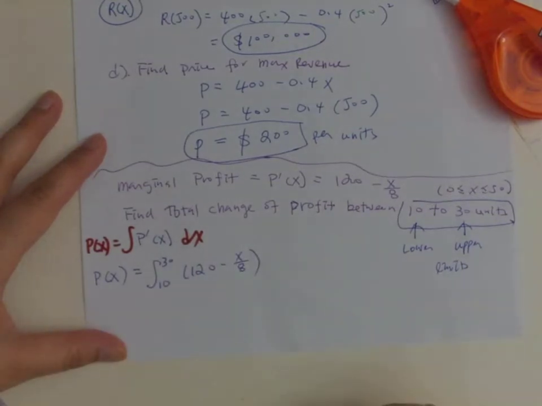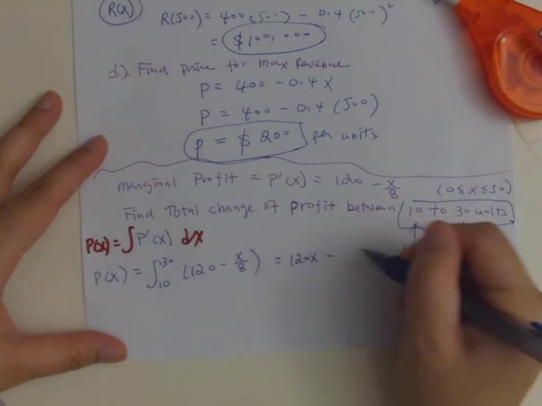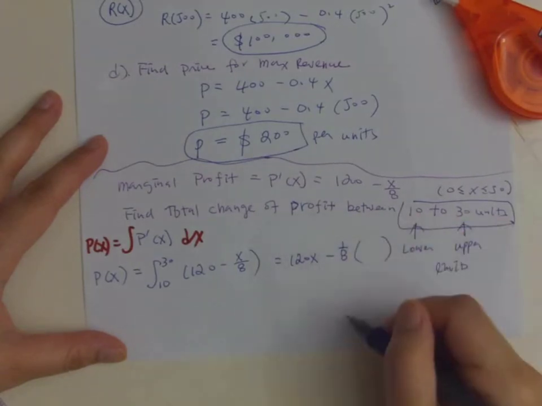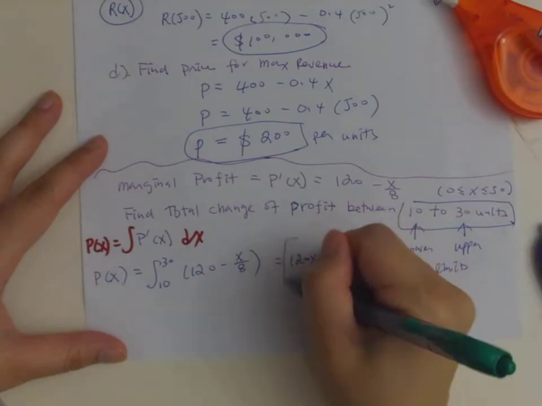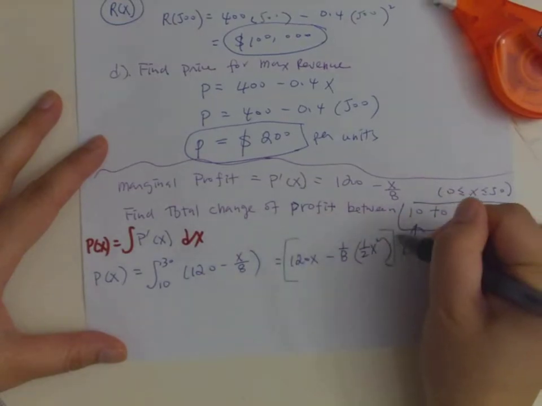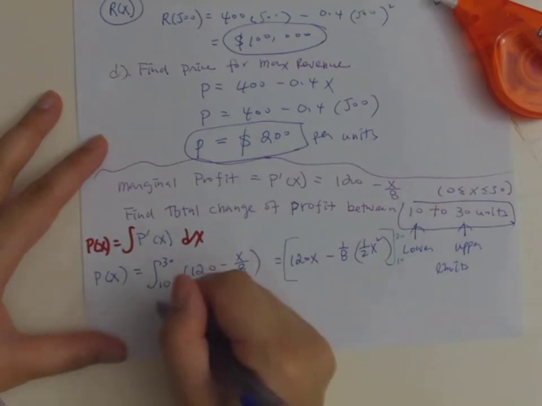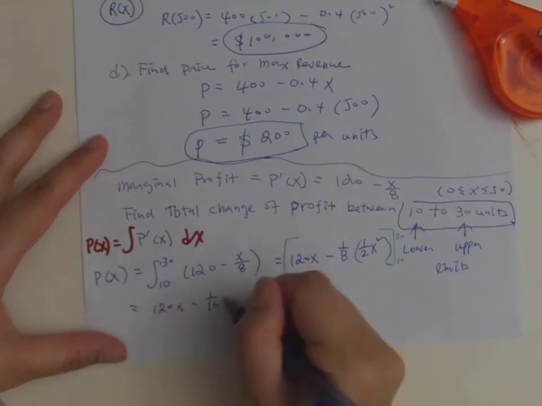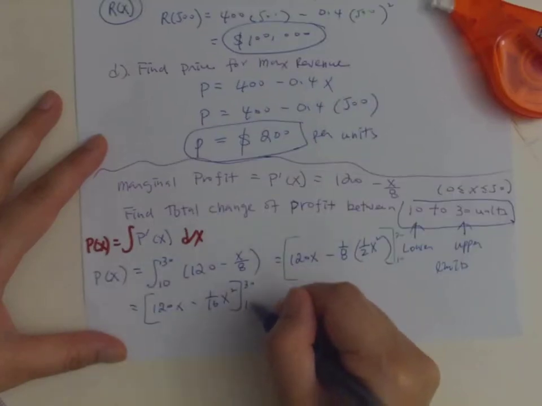So I need to take the integral of that. It's going to be 120x and then minus, this is 1/8, right? And the x is going to be 1 over 2 x squared, right? After I take the integral, I'm going to need to plug in 30 and 10. Let me clean that up real quick. So that would be 120x minus 1 over 16 x squared, right? And I need to plug in 30 and 10.